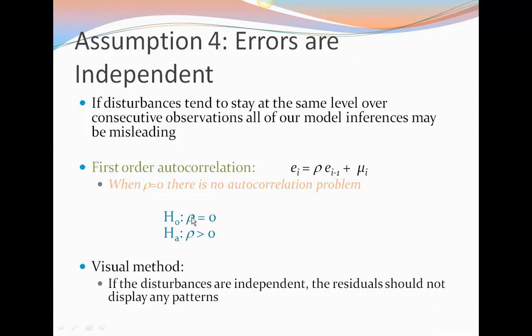So H0 is that there is no autocorrelation. This rho value is equal to 0, meaning there is no impact, or if rho is not equal to 0, then there is some sort of relationship. So H0, there is no autocorrelation, and then HA, autocorrelation is present, and we would need to fix it. So again, the first method is the visual method: plot the disturbances for each independent variable against the residuals, and you should see no pattern. If you do see a pattern, what are you looking for? Well, you're looking for a trend over time. That would be the issue that you'd be seeing.